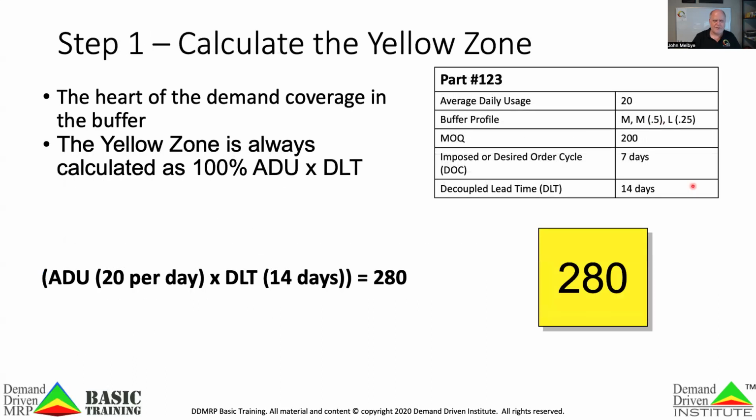So we calculate the yellow zone. Always, always, always the average daily usage times the decoupled lead time, which in this case is 20 times 14. So our yellow zone is 280.